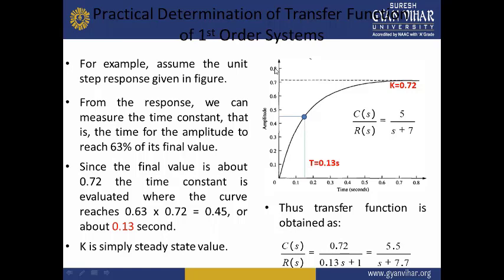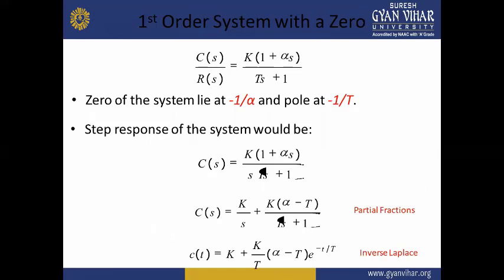Now the K is very simply the steady state value, which can be calculated as 0.72. When we substitute this time constant and the K value, we can easily calculate the transfer function of the system as 5.5 upon s plus 7.7. So when we take the common terms, we can find it out.